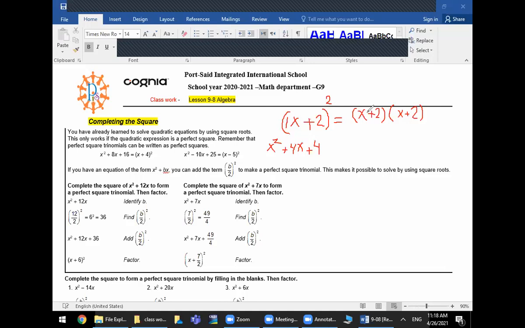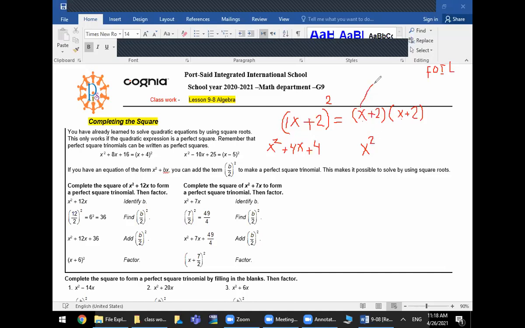We have another method to expand the two parentheses. So you have x plus 2 and x plus 2. And then we can use, do you remember, the FOIL method? So how will we expand or multiply those two binomials together? We will multiply the first: x times x equals x to the power of 2.